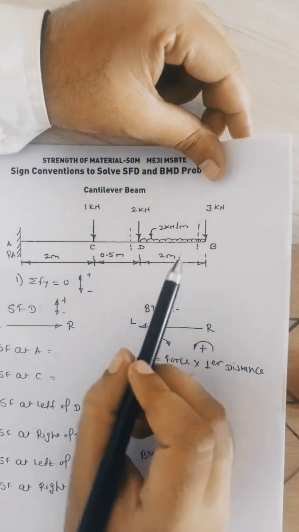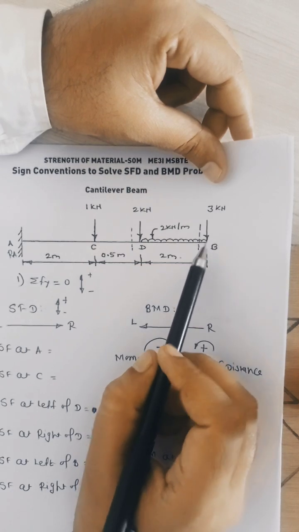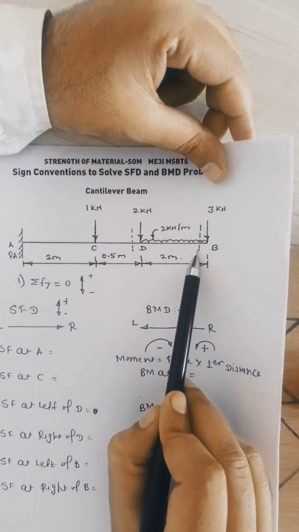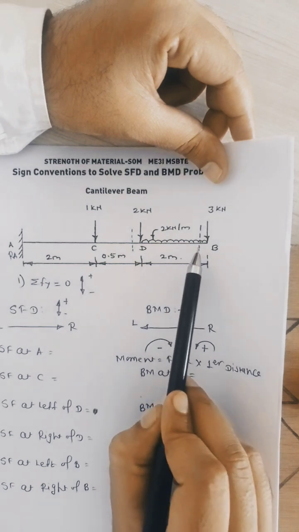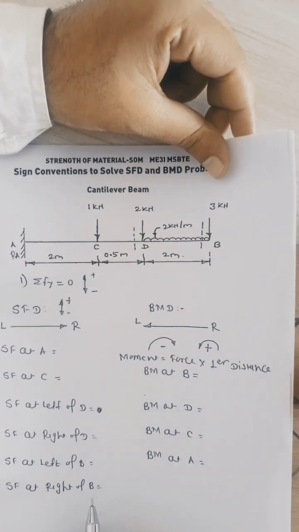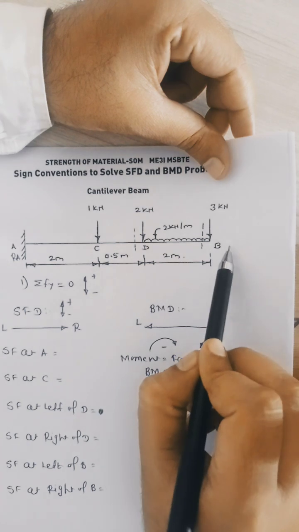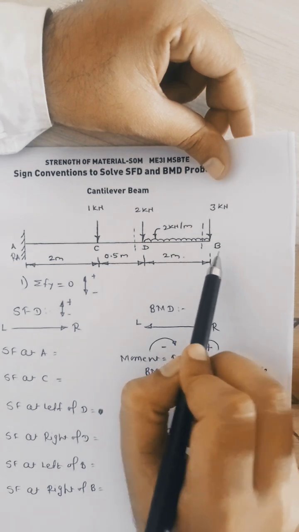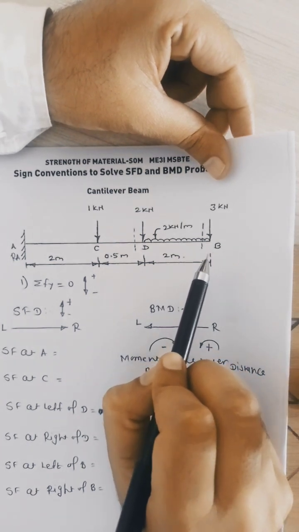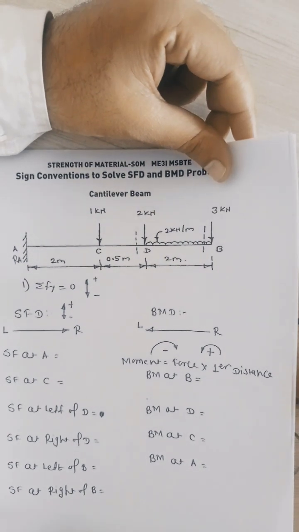Look at the dotted line at the B point. Left of B means up to this point we will consider the shear forces, and right of B means up to that point we will consider the forces. Like this we have to calculate the forces.